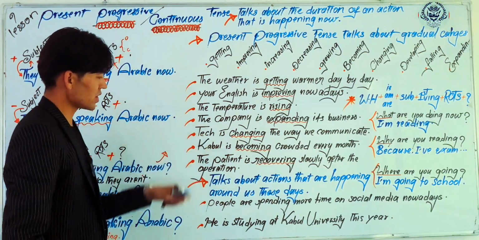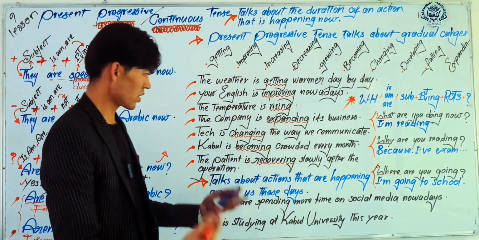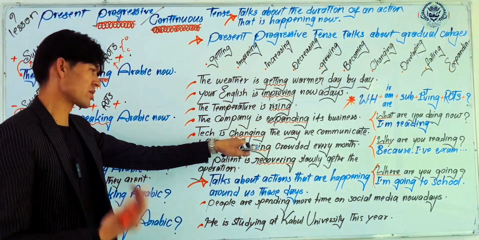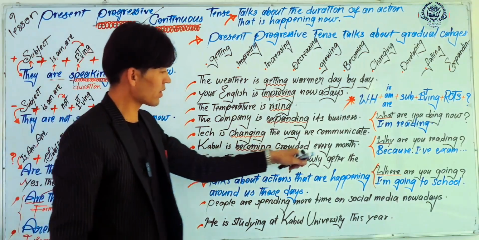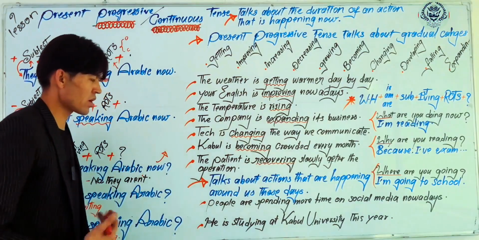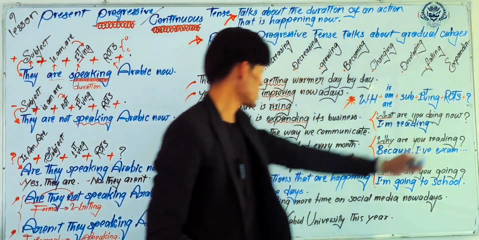TIC means technology. Technology is changing the way we communicate. It also talks about gradual changes. So the verb changes talks about the gradual changes. Kabul is becoming crowded every month. Kabul هر ماه پر جمعیت یا پر ازدحام شده میره. So the word becoming it talks about gradual changes.